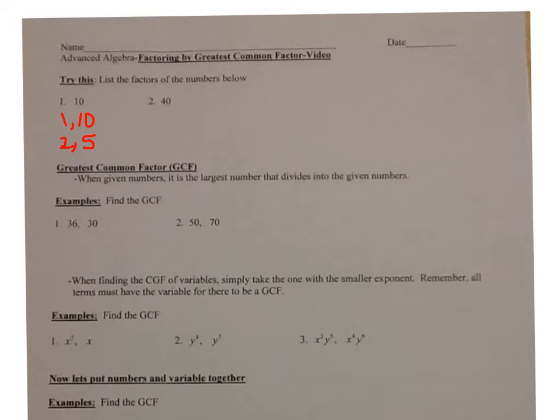All right, let's talk about 40. There's more than 2. All right, so we have 1 times 40, so that would be 1 and 40. 2 and 20, right? 2 times 20 is 40. 3 does not go into 40. 4 times 10, that's 40. 5 times 8 is 40.